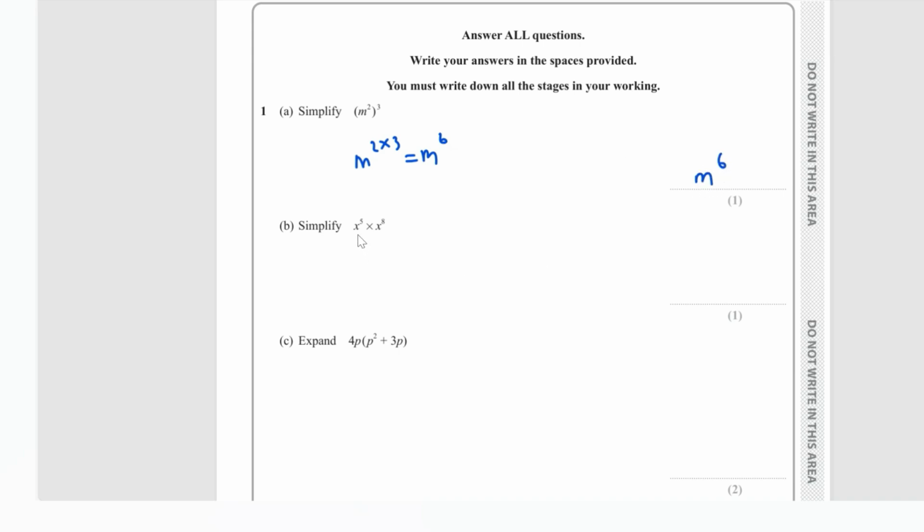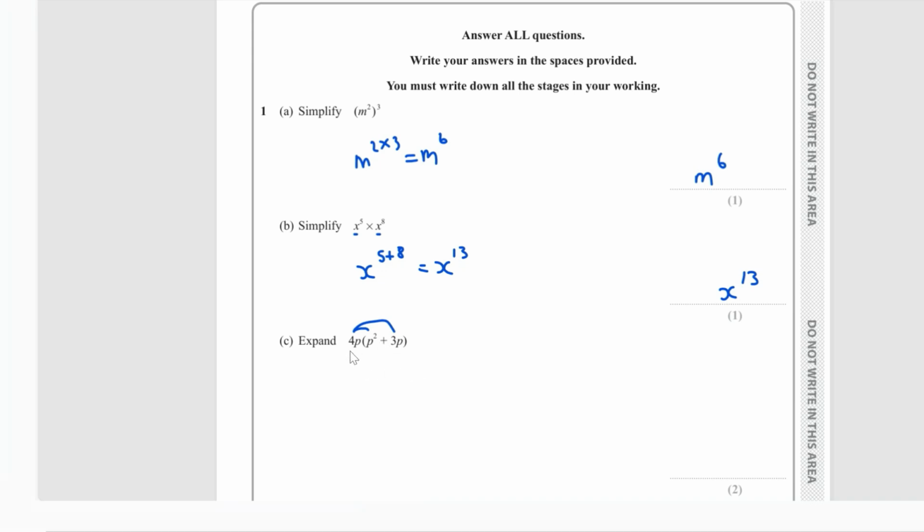For part B, we've got x to the power of 5 multiplied by x to the power of 8. Now we have the same base and we're multiplying, so we're going to add these numbers. So x to the power of 5 plus 8 gives us x to the power of 13. For part C, we need to expand this bracket and then simplify.